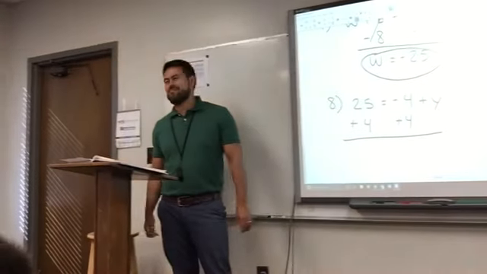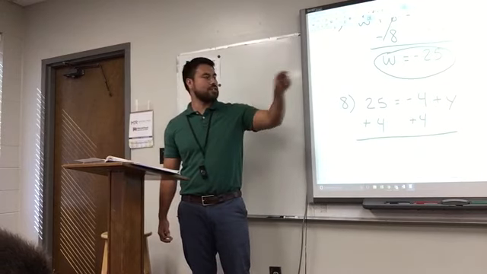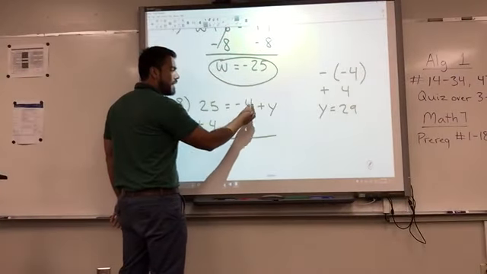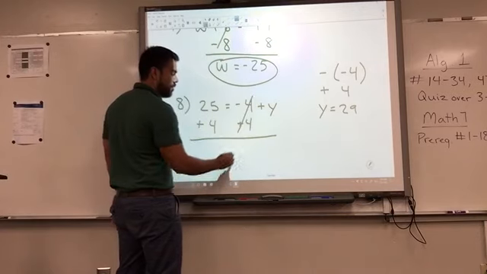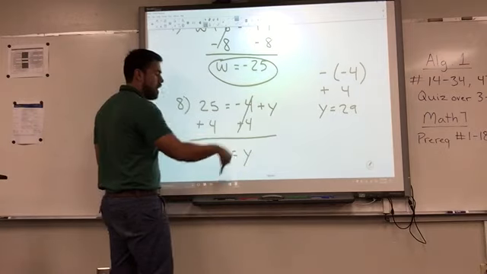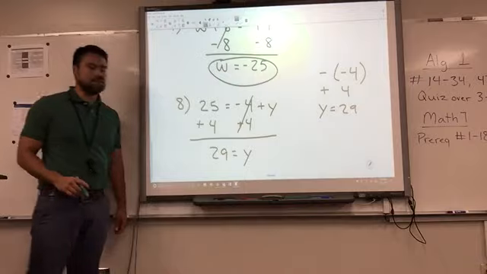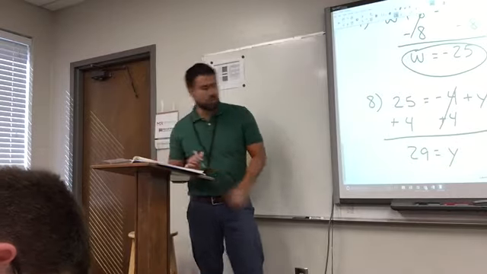Yeah. What do you guys think? Subtracting negative 4 is the same thing as adding 4. And this is how you can confirm it. What's negative 4 plus 4? 0. Which is what we wanted because we want y by itself, and then we get our 29. Okay? We'll talk more about those in a bit. All right, let's go back to page 125.